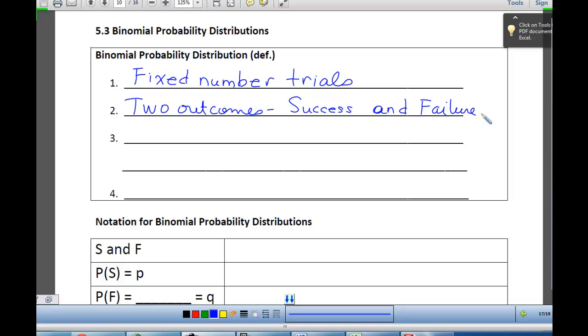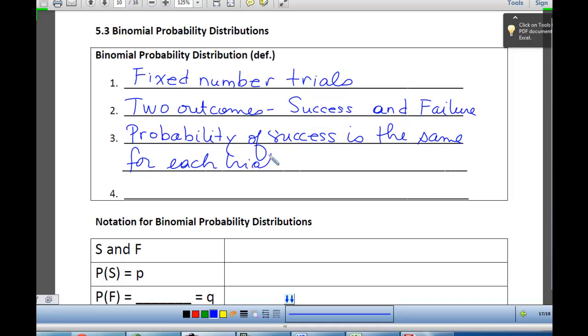Okay, also we have the probability of success is the same for each trial. And finally, the trials are independent. Okay, these are the four characteristics of a binomial probability distribution. If ever you needed to be able to recite something, this is it.